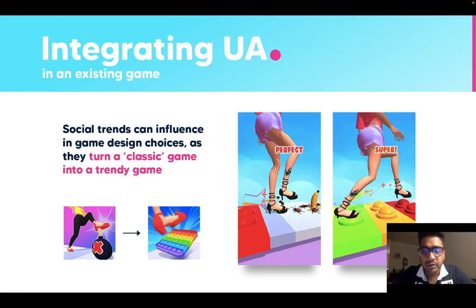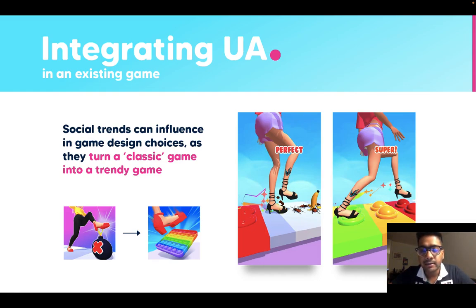At Tapnation, to prolong the shelf life of a hyper-casual game, our market research team is regularly spotting upcoming trends, and then we work on directly integrating the spotted social trends into our already existing games, turning a classic game into a trendy game. Integrating a social trend in a game can be a good way to increase the popularity of the game and strengthen both your in-game metrics and your UA strategy, as it might drive down your CPI.